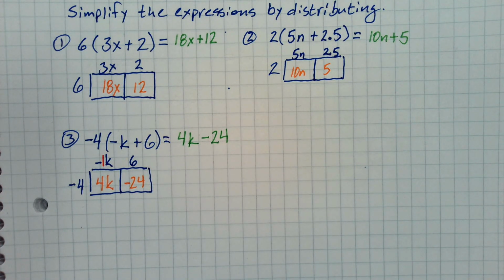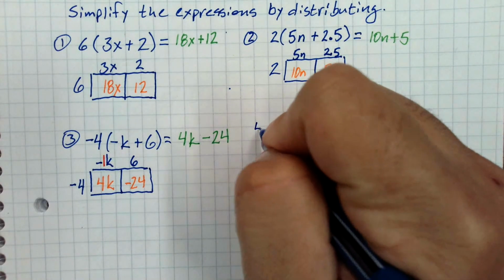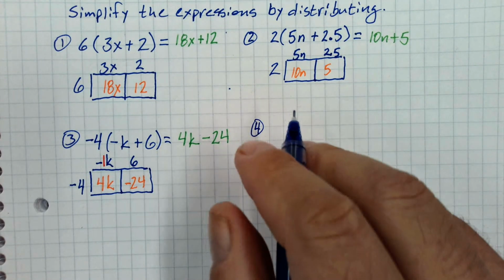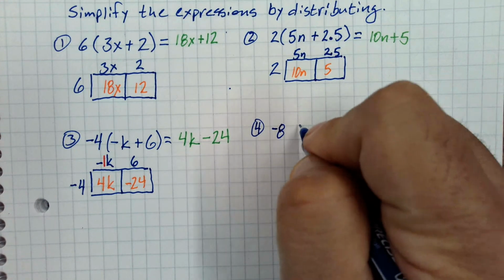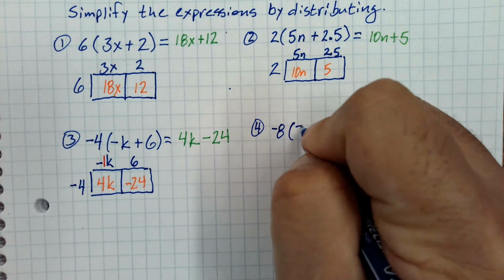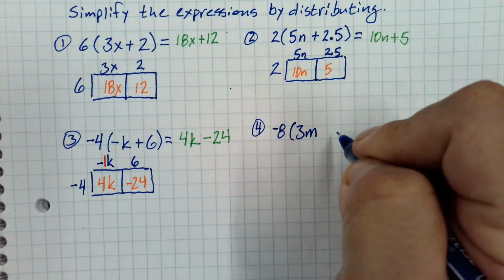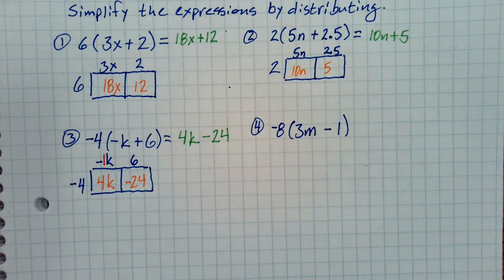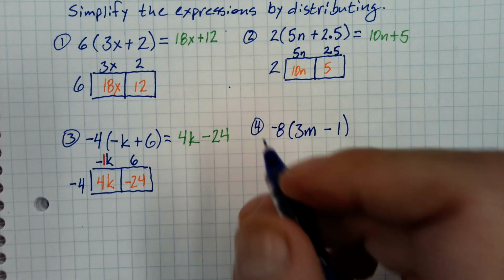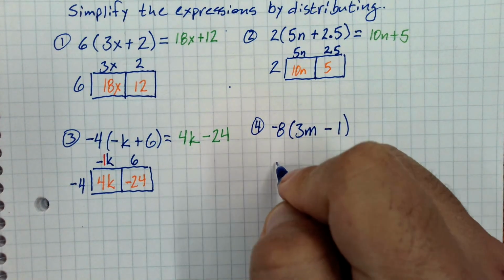Any questions? All right. Let's go ahead and try number 4. Negative 8. And we're going to multiply that by 3m minus 1. Okay. So let's set up an area model.